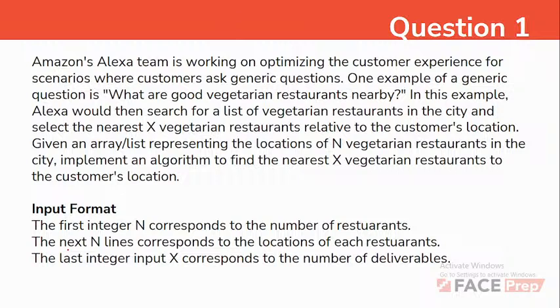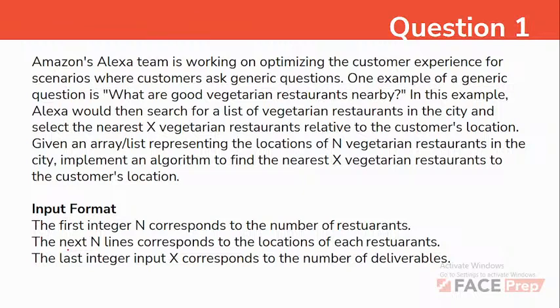Here is my very first question. Amazon's Alexa team is working on optimizing the customer experience for scenarios where customers ask generic questions. One example of a generic question is, what are good vegetarian restaurants nearby? In this example, Alexa would search for a list of vegetarian restaurants in the city and select the nearest X vegetarian restaurants related to the customer's location. Here we have an array or list which represents the locations of n vegetarian restaurants in the city. We need to implement an algorithm to find the nearest X vegetarian restaurants to the customer's location.